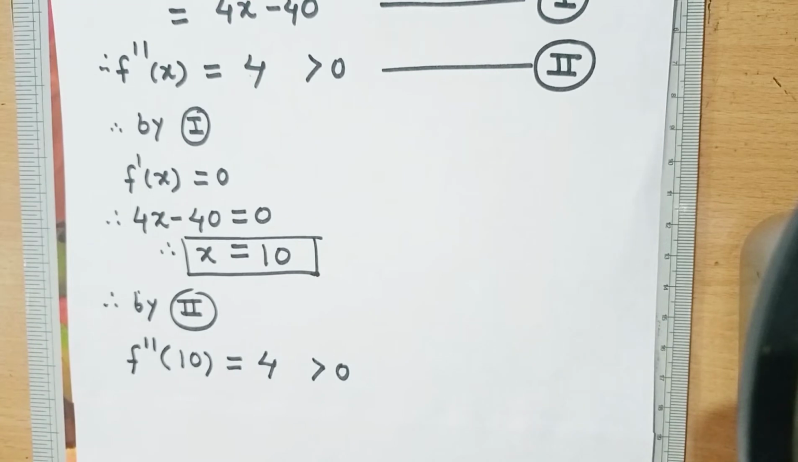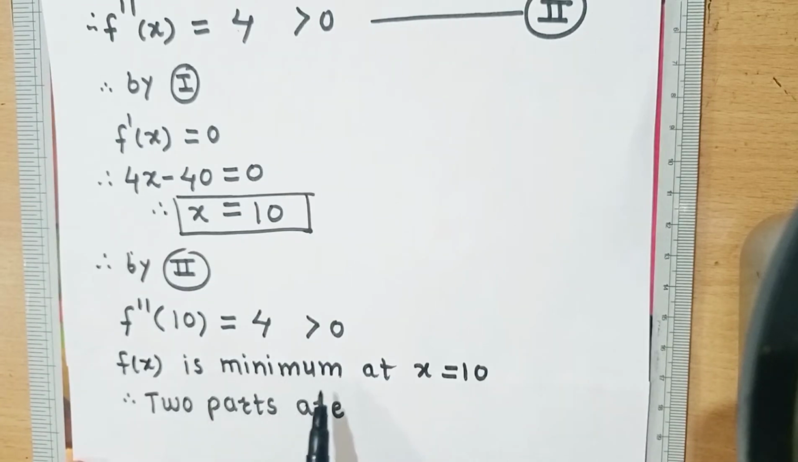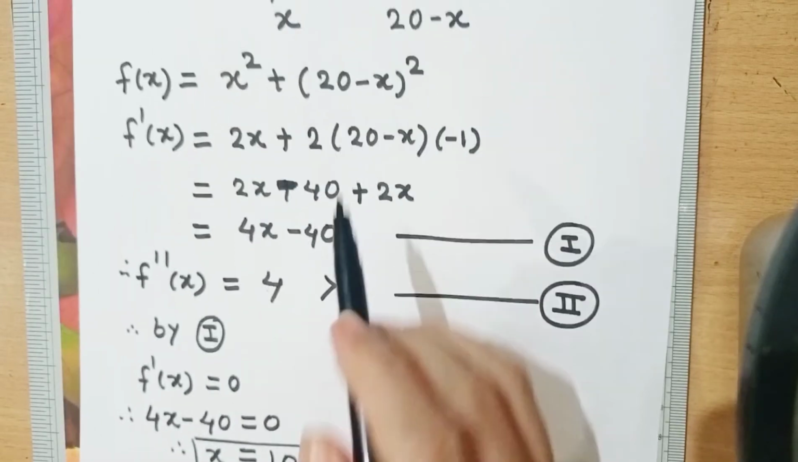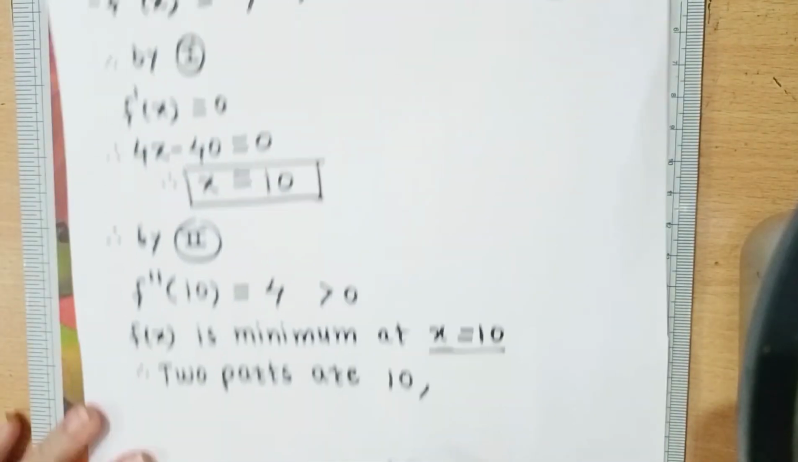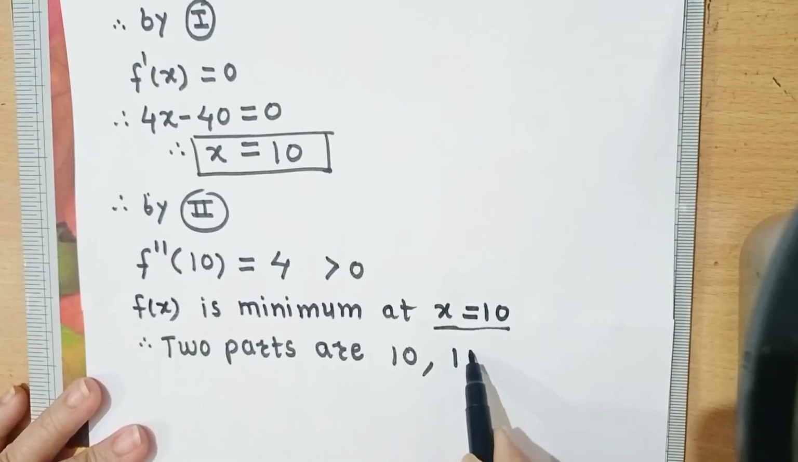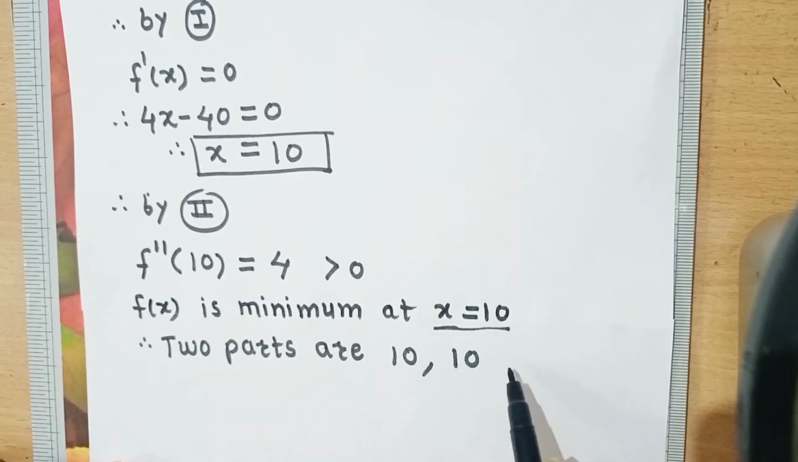So we can say that f(x) is minimum at x is equal to 10, and therefore the two parts are: the first part is 10 and the second part is 20 minus x. So 20 minus 10 is again 10. So 20 is divided into these two parts.